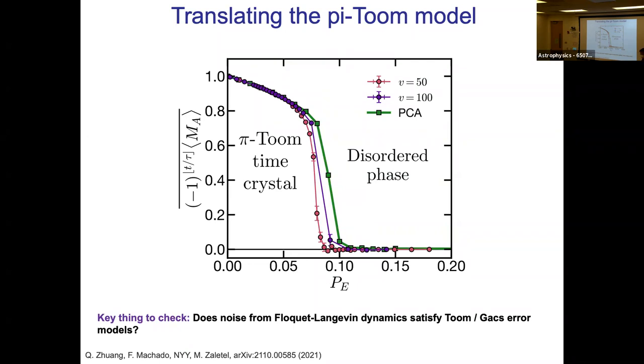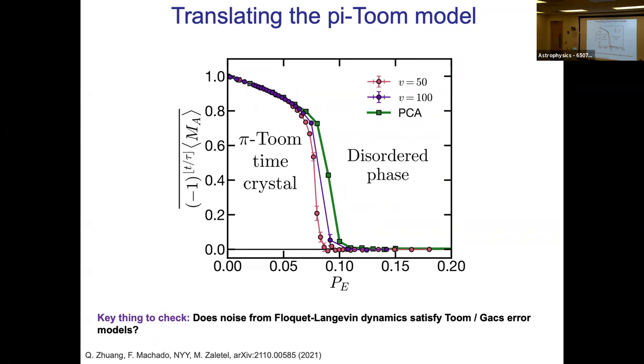A key question to check in this context, which is very non-trivial, and we don't have an infinitely sharp answer for this, is ultimately, does the noise that you get in the finite temperature Floquet-Langevin dynamics satisfy the error model originally considered in Andre Toom and Peter Gács's paper?